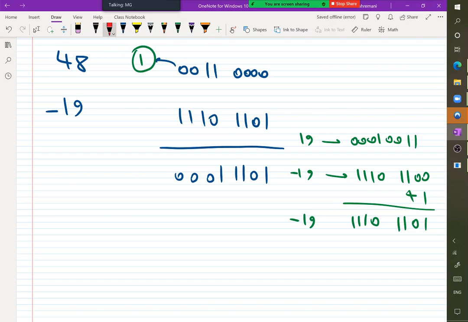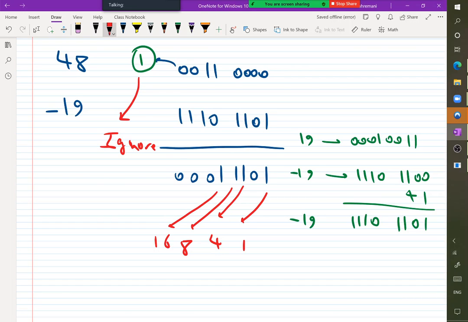Okay, so what about this carryout? We simply ignore it. Okay, we don't need to carry it around, and we simply ignore it. If the result is in the range, definitely the answer should be correct. Okay, so this number of course is 1, this one is 4, this one is 8, and this one is 16. So 16 plus 8 plus 4 plus 1 is 24, 25, 29. 29, yes, 29. And we know that definitely 48 minus 19 is 29. And the number is positive.